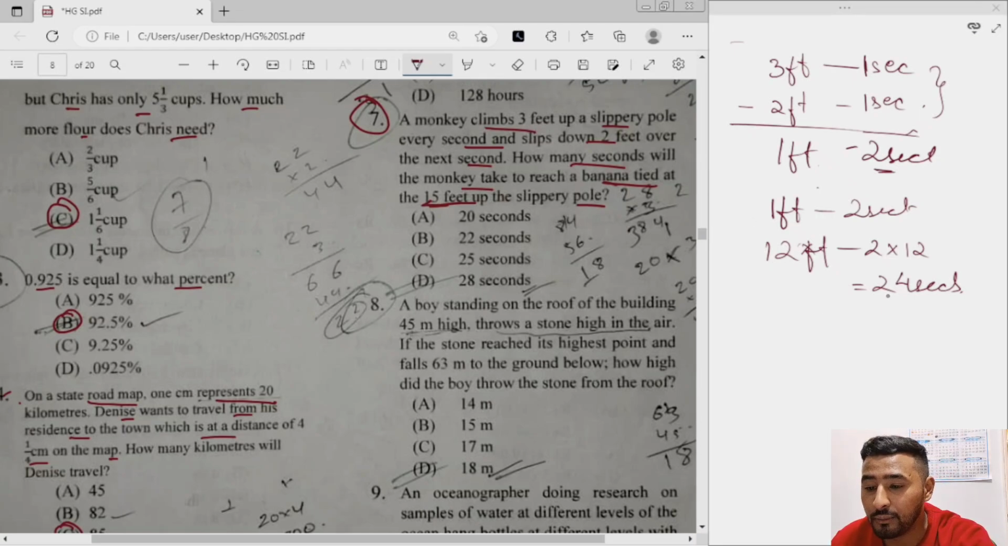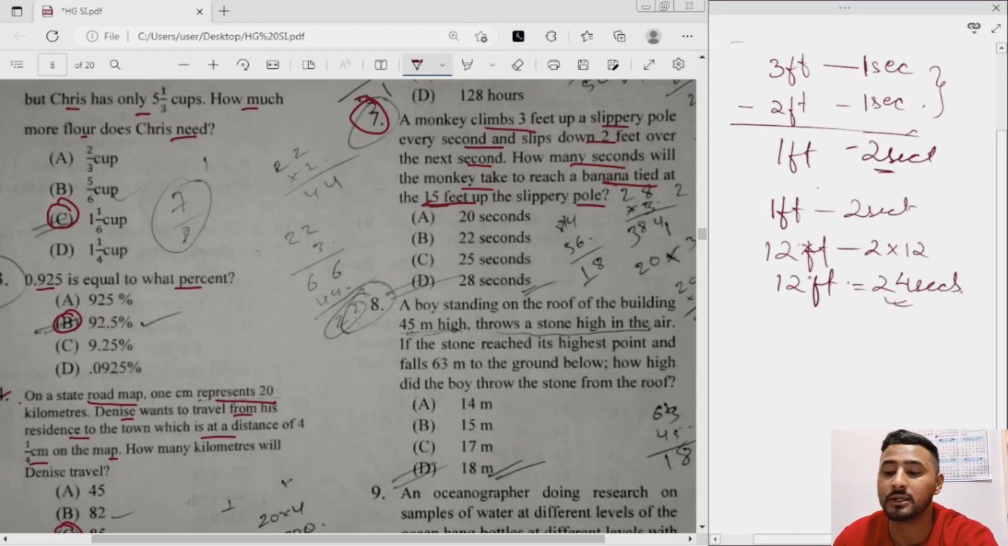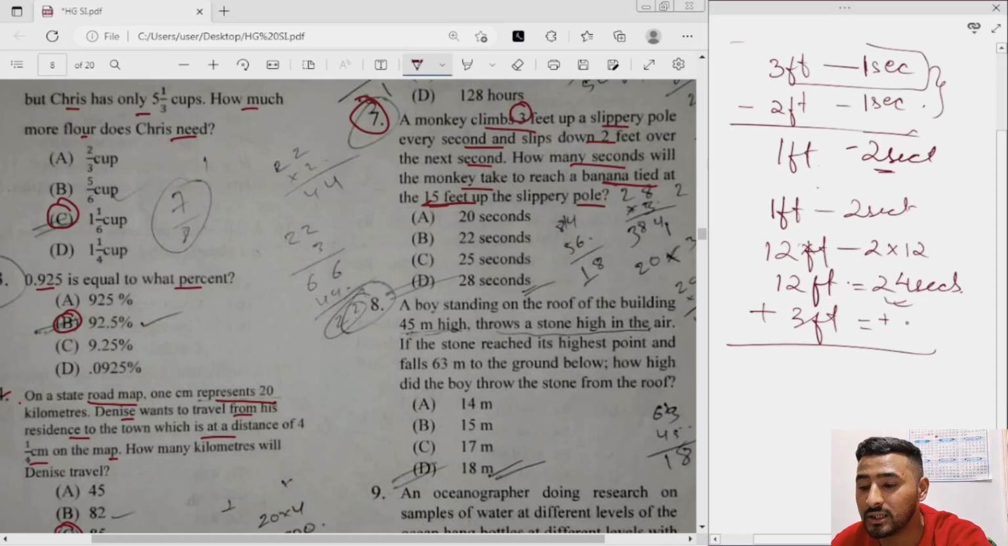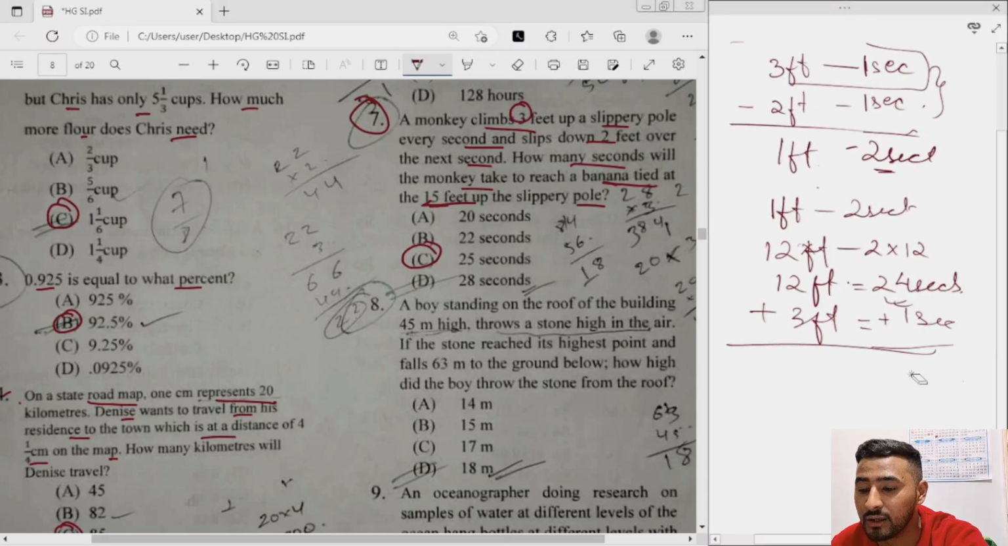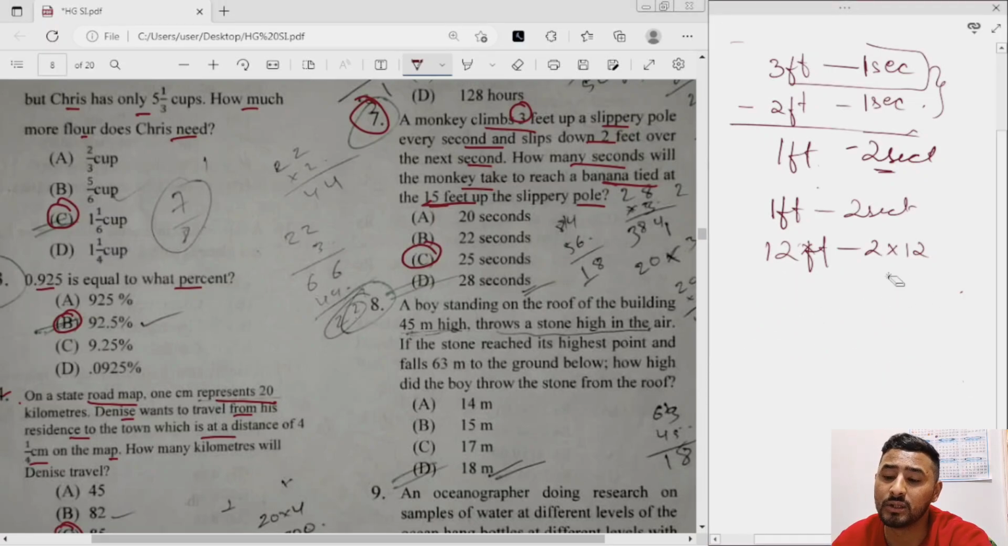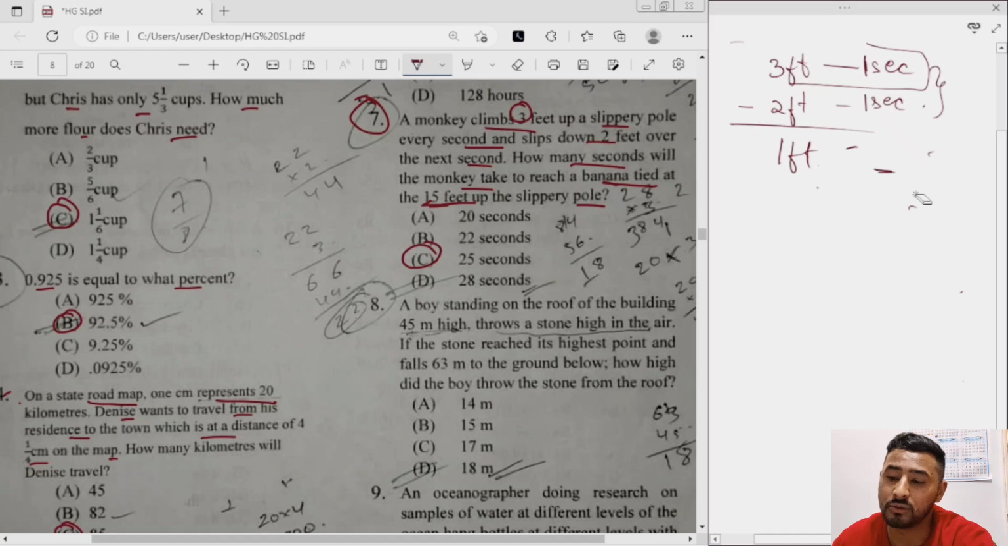So once he reaches 12 feet in 24 seconds, there are 3 more feet to go, to become 15. So add those 3 feet here. It's 3 feet covered in 1 second, right? So add plus 1 here. So how many seconds now? 24 plus 1 will be 25 seconds. Okay, don't be confused. So the answer will be option number C for this one. I hope it's clear. If not, you can see again. Repeat the same. Let's go to the next question.